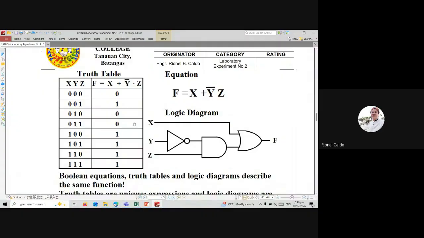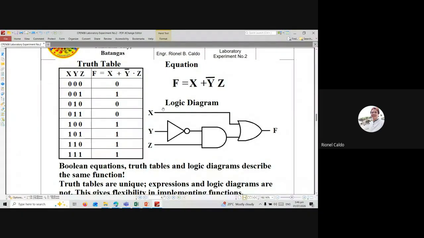Ayan, so going back, this time, binigyan ko na kayo ng equation in such a way na i-obtain natin yung truth table and the logic diagram. So as you can see here, ang binigay kong equation, we have output variable F which is equal to X plus Y bar Z. Yan.